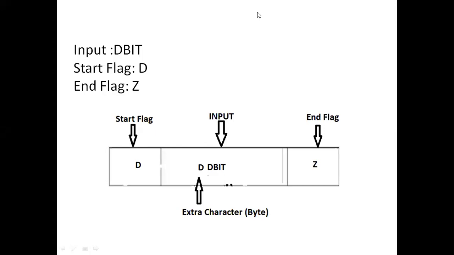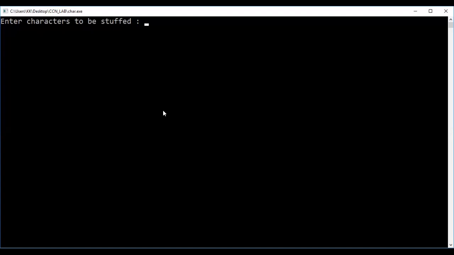Okay, let's see the execution of this program. When you execute this program, this is what you see. You have been asked to enter a character. You have been asked to enter the characters to be stuffed. As per our example, we have taken dbit as the input. This is your character stream that needs to be transmitted.